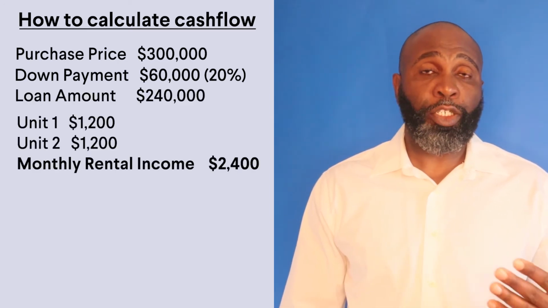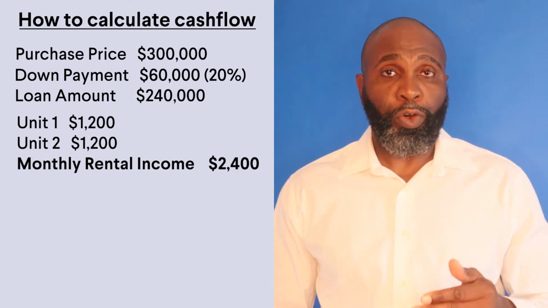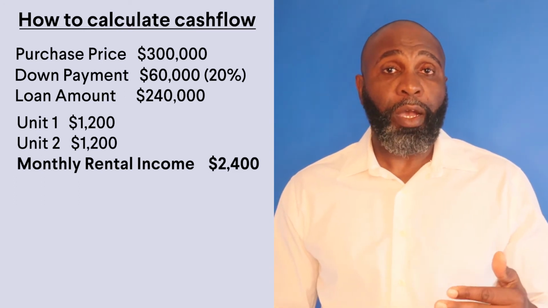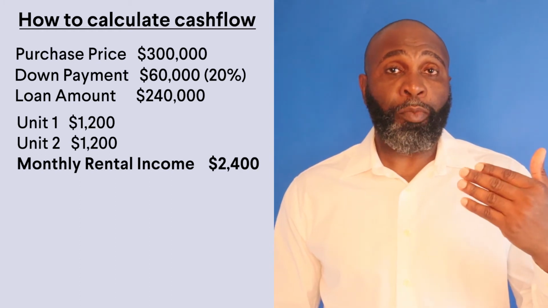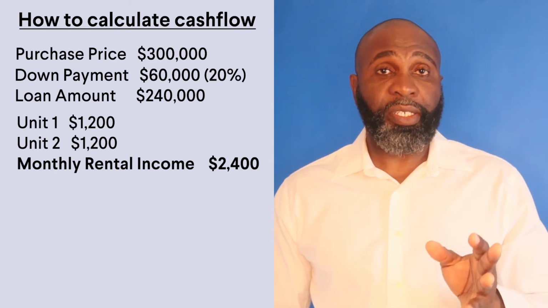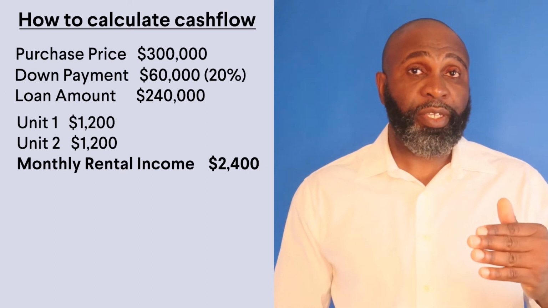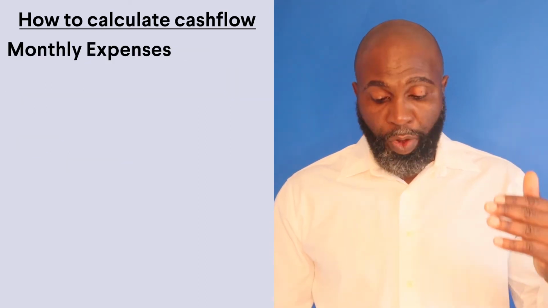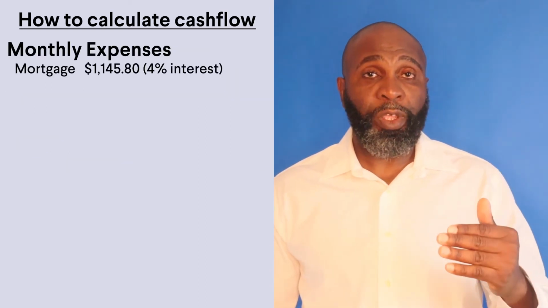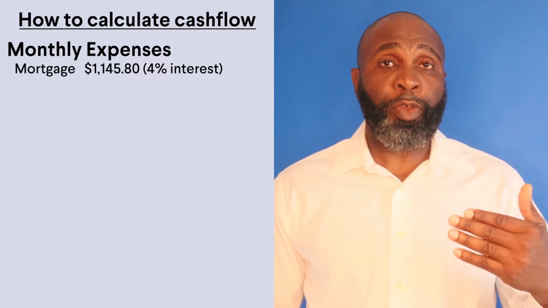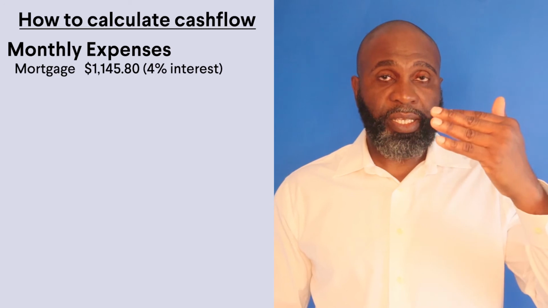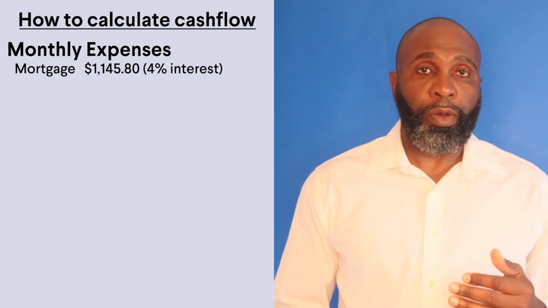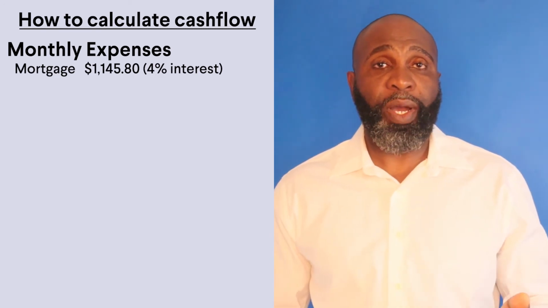Let's say you got an interest rate of 4%. So that's $240,000 at a 4% interest rate for 30 years. So you're looking at a mortgage payment, and when I say mortgage, I mean basically just your principal and interest, of about $1,145.80. So that's going to be your mortgage. Now we're going to break down each expense that I mentioned.